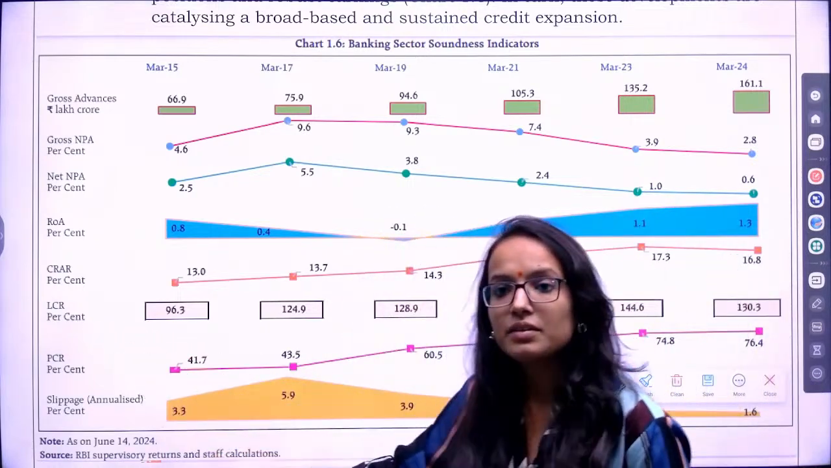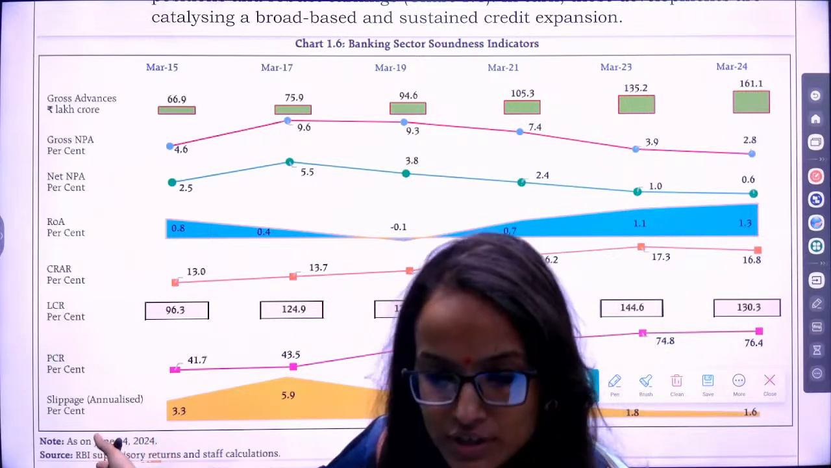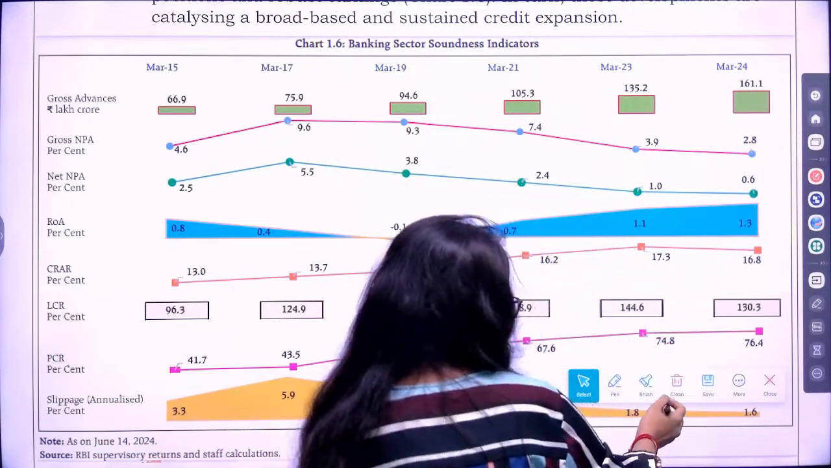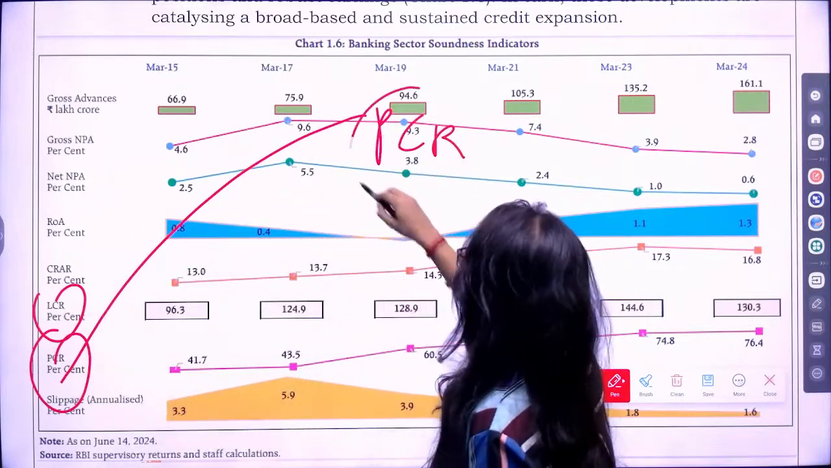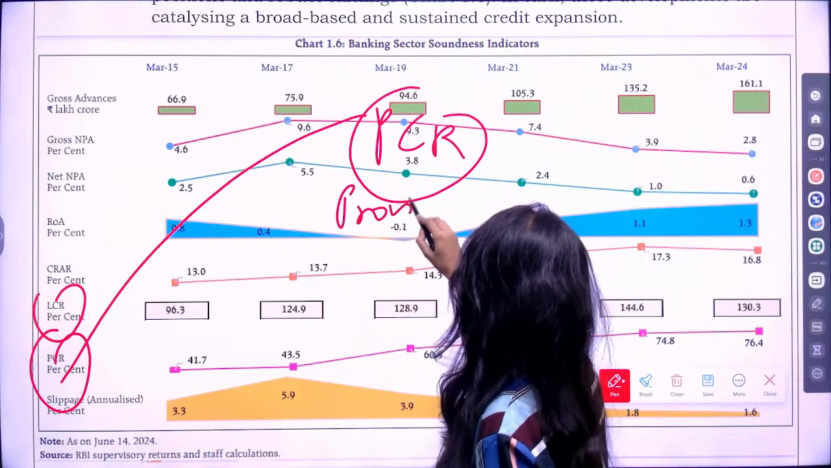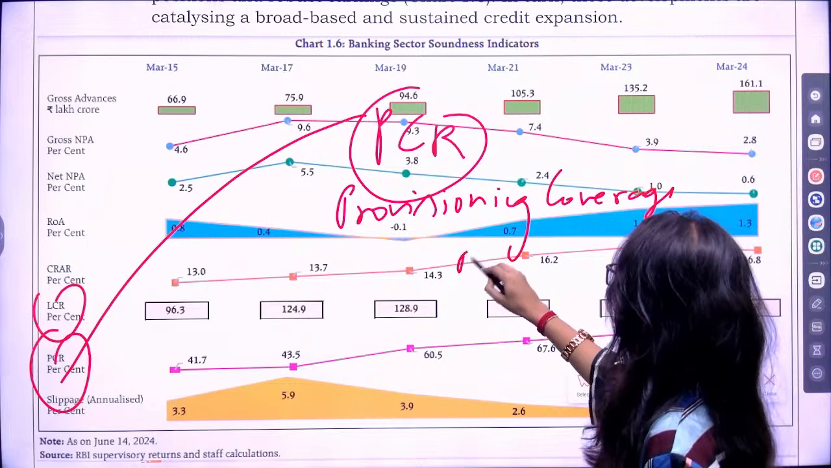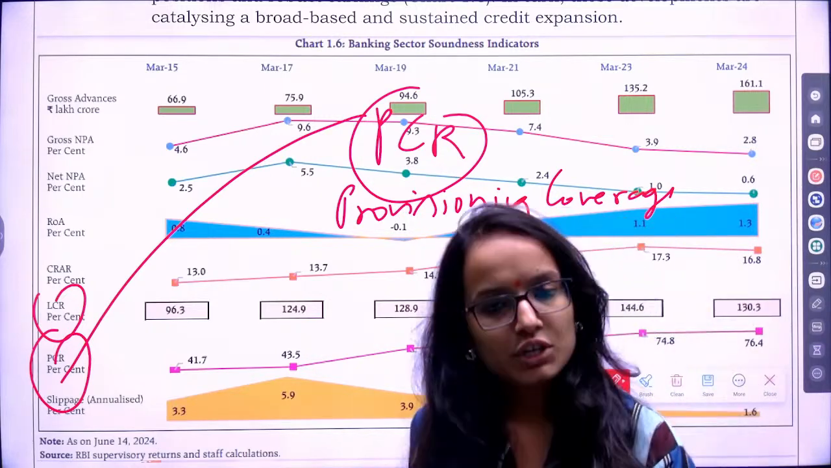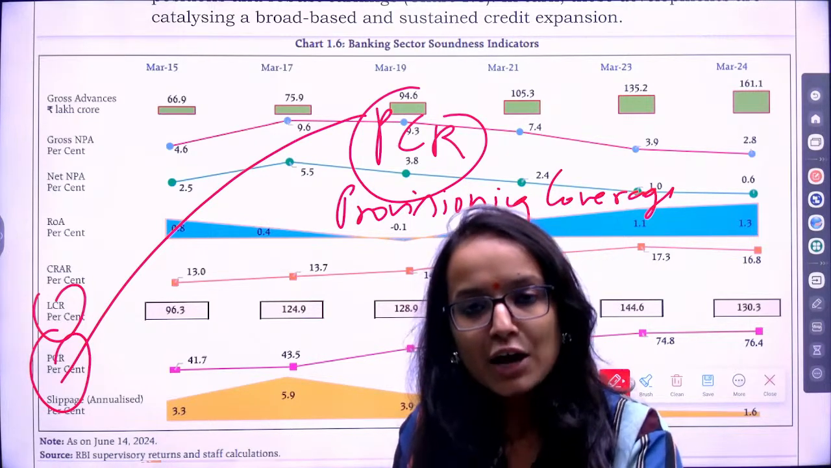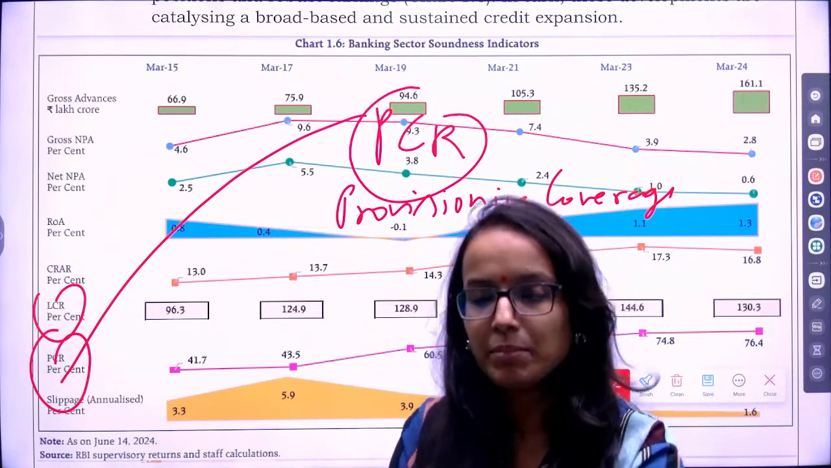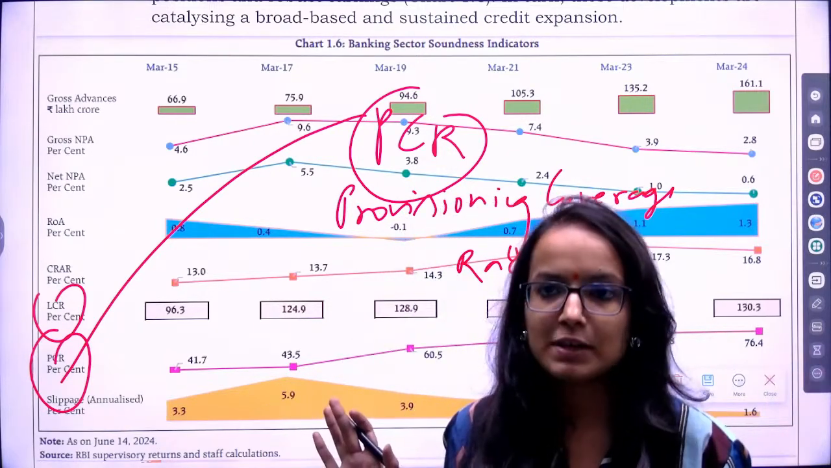So you have LCR here, then you have PCR. This is provisioning. PCR is your provisioning coverage ratio. So what will the provisioning coverage ratio be? How much of your gross NPA are you keeping aside as provisions? Simple. PCR is basically the ratio of gross NPA kept as provisions.